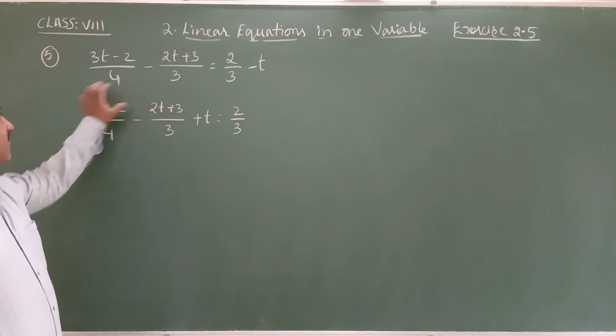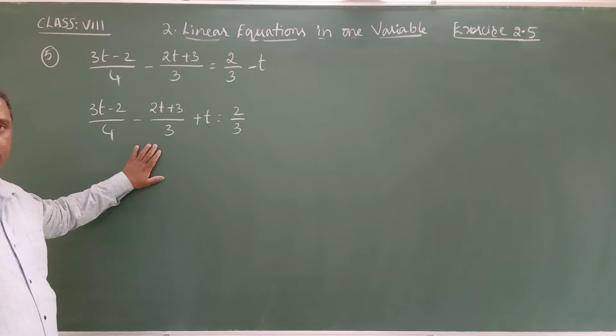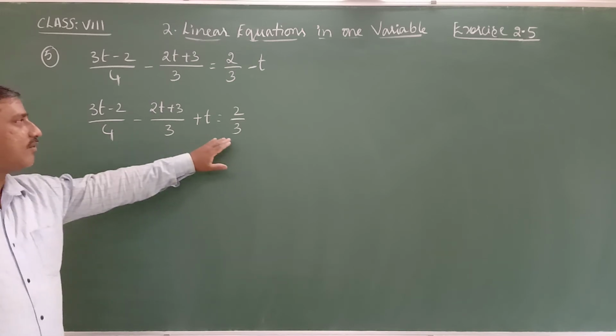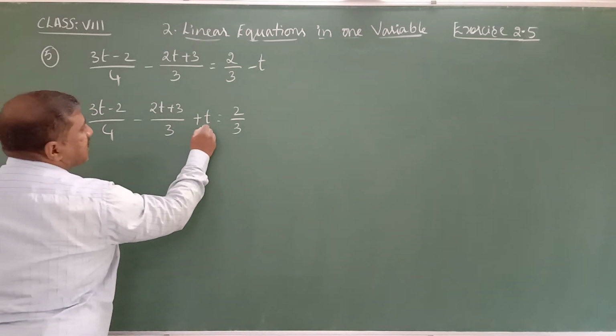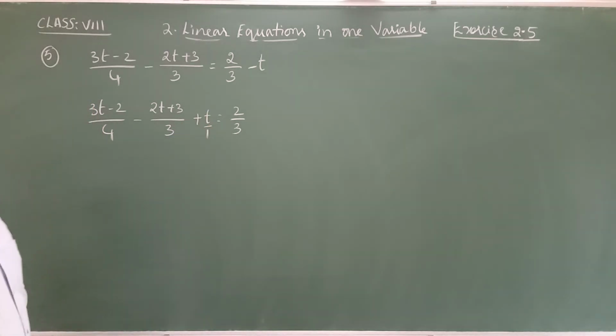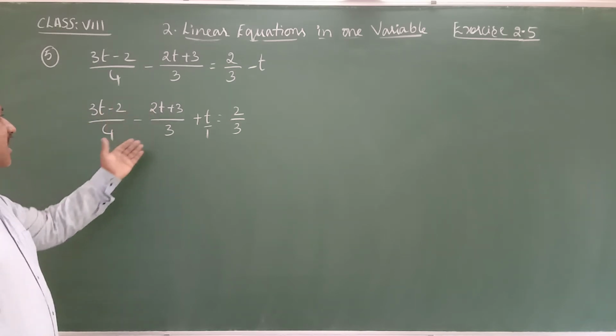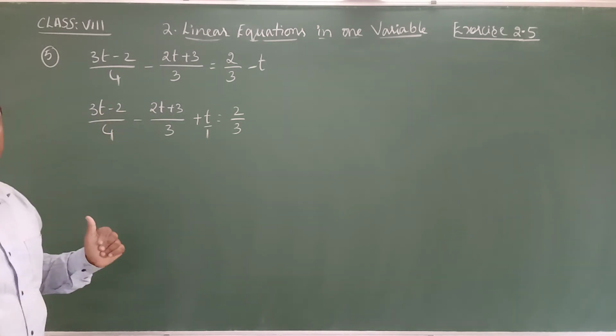Now we have the variables on the left hand side. Simplify them. Only one constant is there on the right hand side. So plus t means t divided by 1. Now there are fractions with different denominators, that is, unlike fractions.